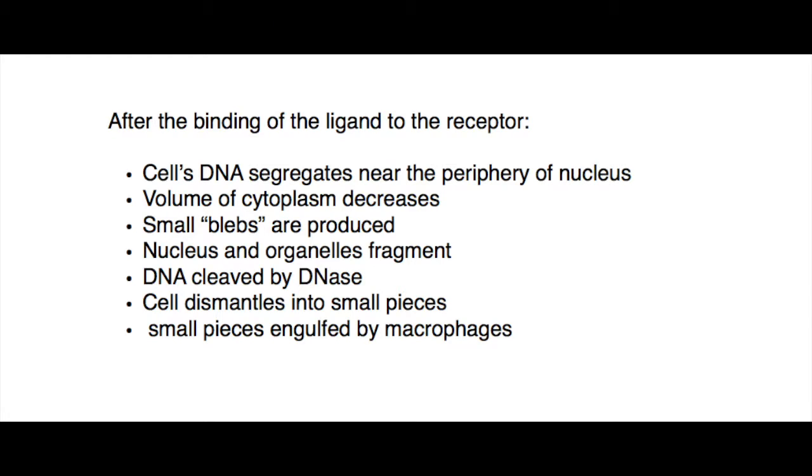After the binding of the ligand to the receptor, the cell's DNA segregates near the periphery of the nucleus. The volume of the cytoplasm decreases, small blobs are produced, the nucleus and organelles fragment, DNA is cleaved by DNase, and finally the cell dismantles into small pieces. Those small pieces are then engulfed by macrophages.